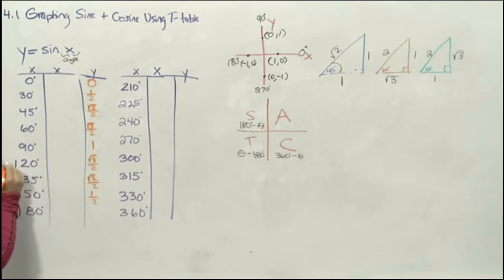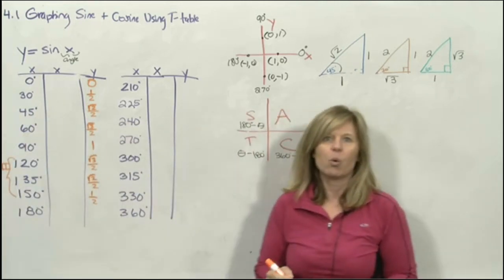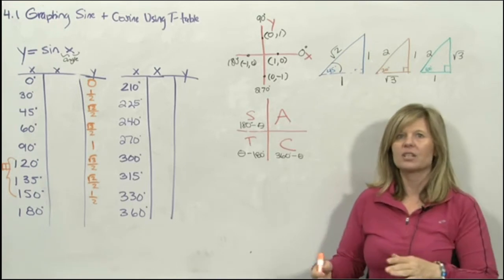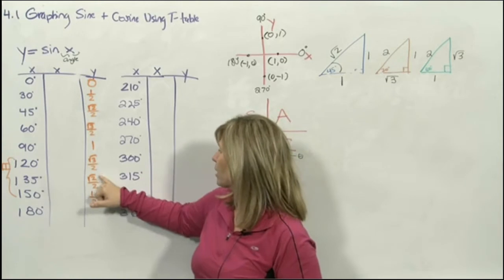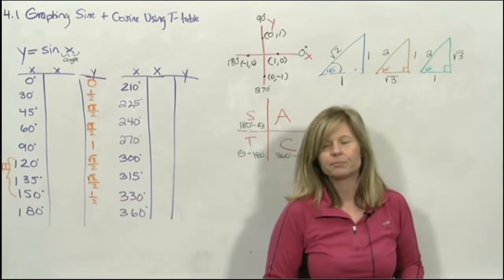Now, everybody look at me. These three angles were in what quadrant? 2. What do we know about the sine value in quadrant 2? Is it positive or is it negative? S means sine is positive. So these three functions would stay positive.